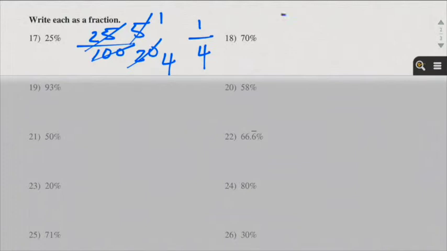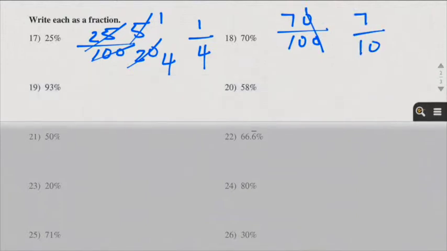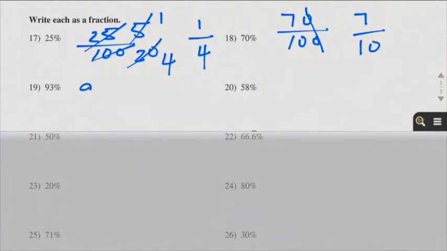Number 18. 70 out of 100. These zeros can cancel, and we end up getting 7/10. Number 19. 93 out of 100. Those can't reduce, so that's our answer for number 19.